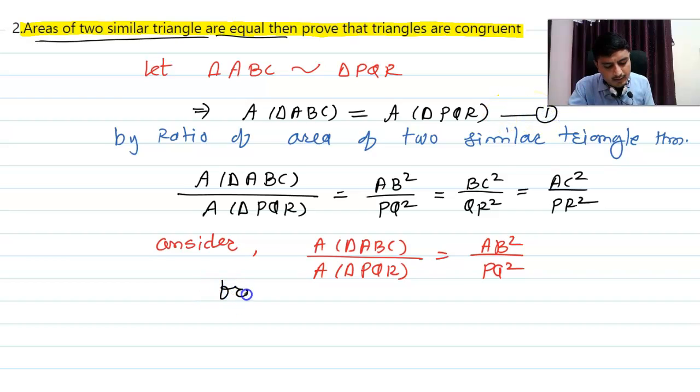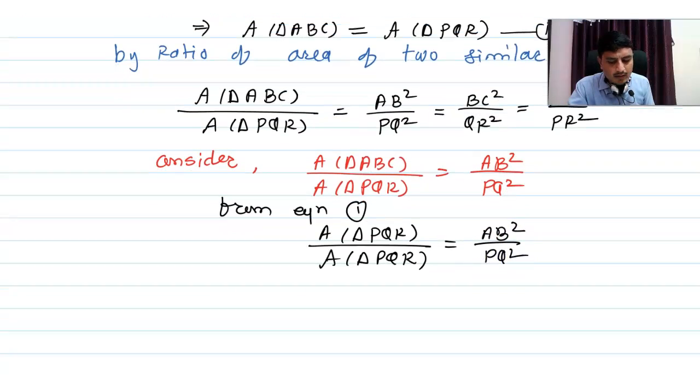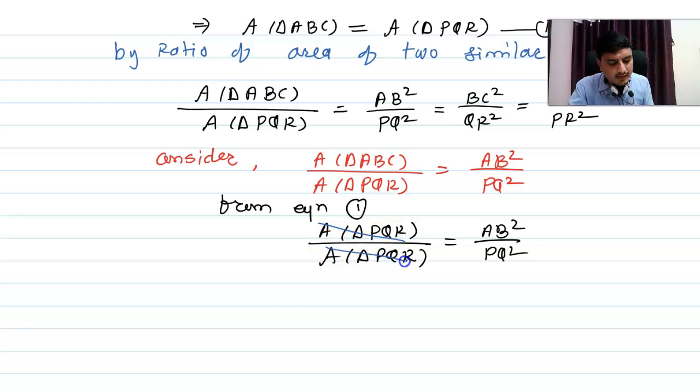Now we are writing from equation 1, area of triangle ABC is the same as that of area of triangle PQR, so we are getting area of triangle ABC divided by area of triangle PQR equals AB square divided by PQ square. Once the numerator and denominator are the same and get cancelled, this implies AB square divided by PQ square is equal to 1 upon 1, that is 1.